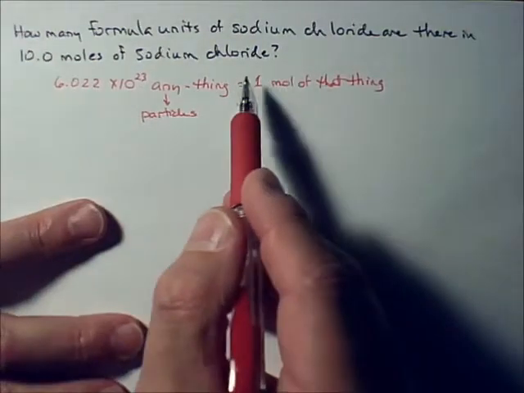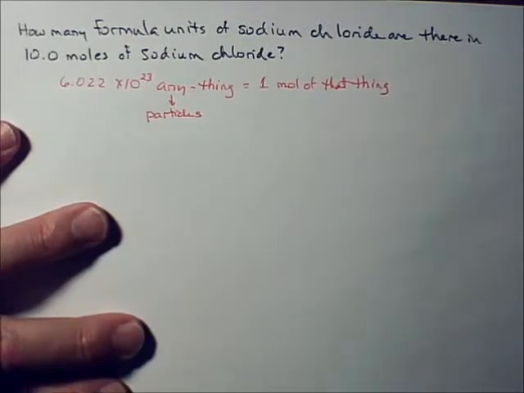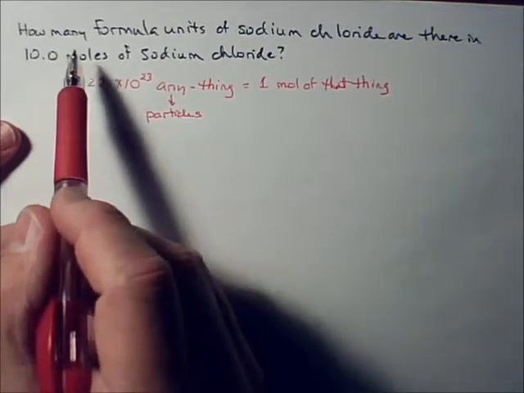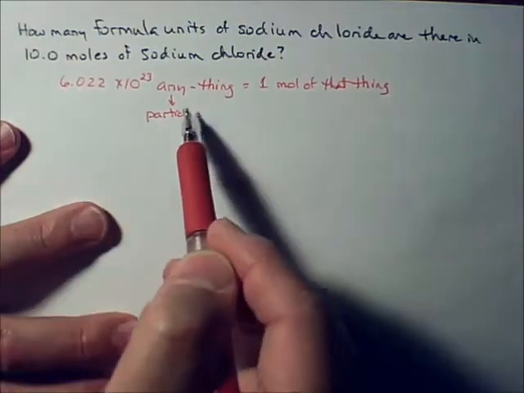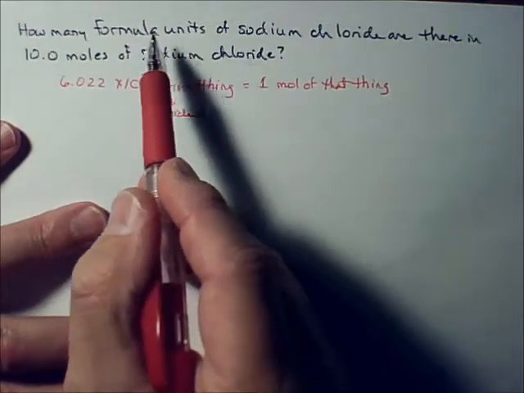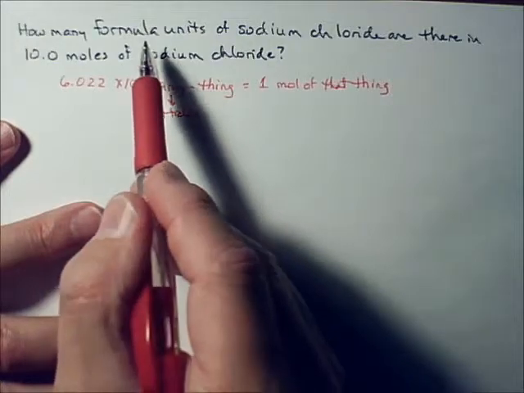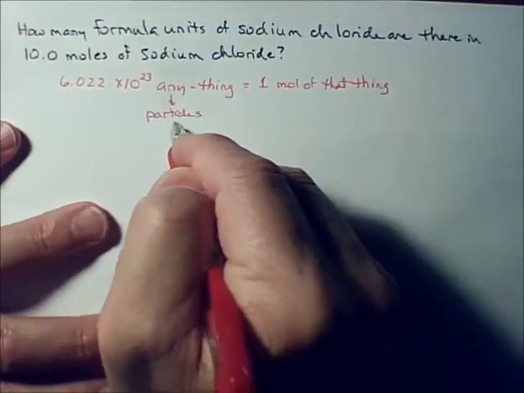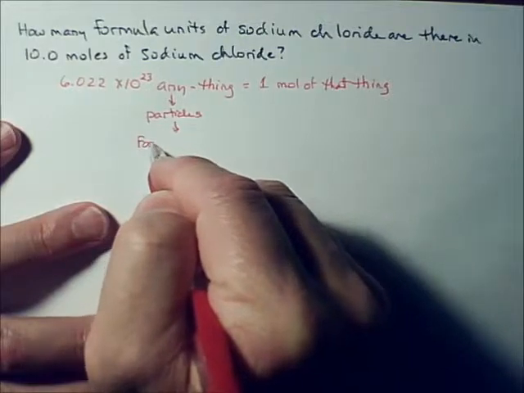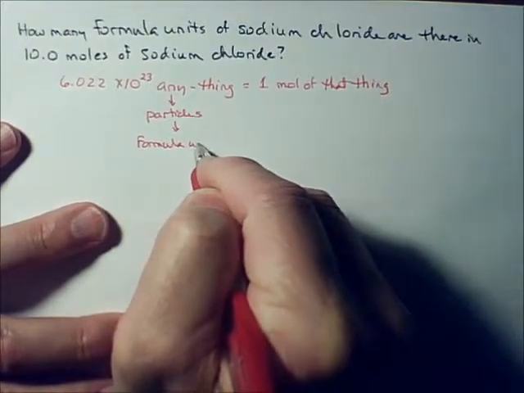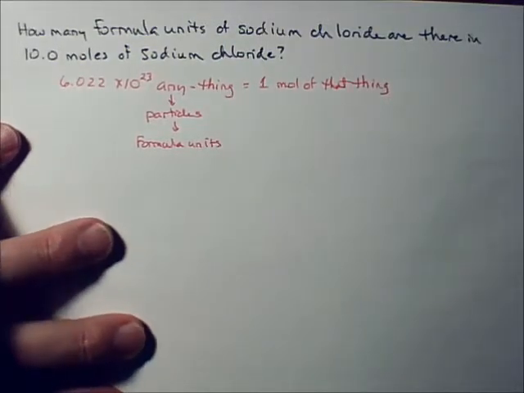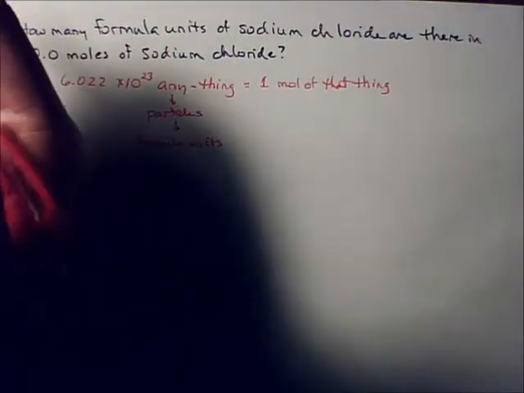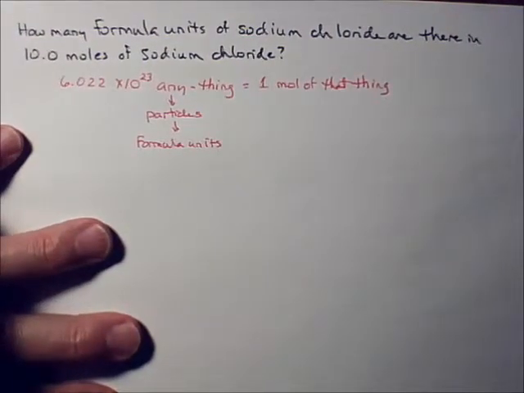So in the prompt I've given you for this question, what are the particles here? Sodium chloride is the thing. This is the particle. There's no molecules here. Formula units, yes. So the particles in this case are formula units. Now what you have to do is interpret the problem to figure out what the particles are. What is the any part here?